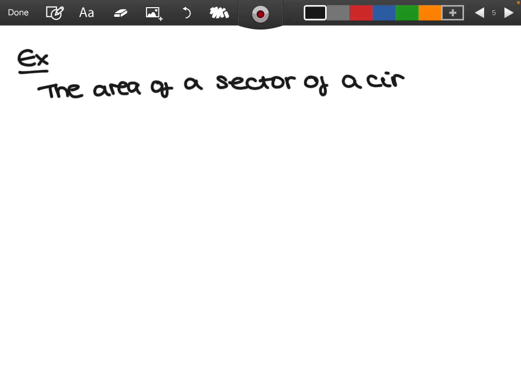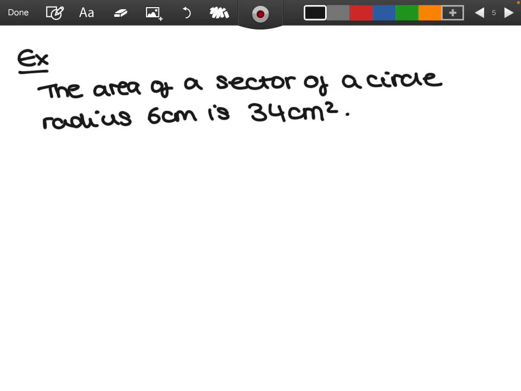In this next example, I'm going to find the central angle. So I'm going to be given the area and the radius, and I've got to find the central angle. So this time, the area of a sector of a circle with radius 6 centimeters is 34 centimeters squared. And we want to find that central angle. And again, we're going to try and find this in degrees. So when we initially use that formula, it's going to be in radians, and then we'll do the conversion at the end. So find the central angle in degrees.